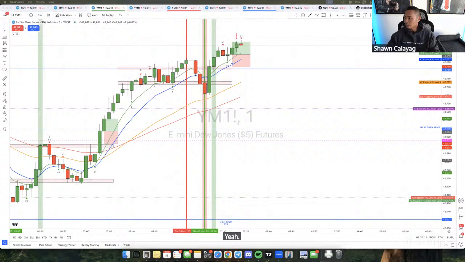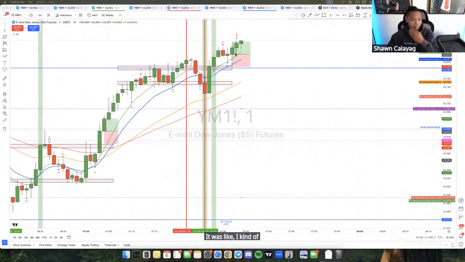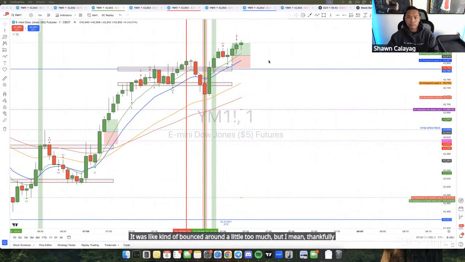Yeah, Glenn said kind of iffy move. I agree. Because that's what I was saying in the past, guys. I hate how the candle will be slow on entry and then the volatility starts getting kind of crazy, right? I was kind of worried that it was gonna bounce around a little too much, but thankfully here it did play out perfect and we got out with profit.